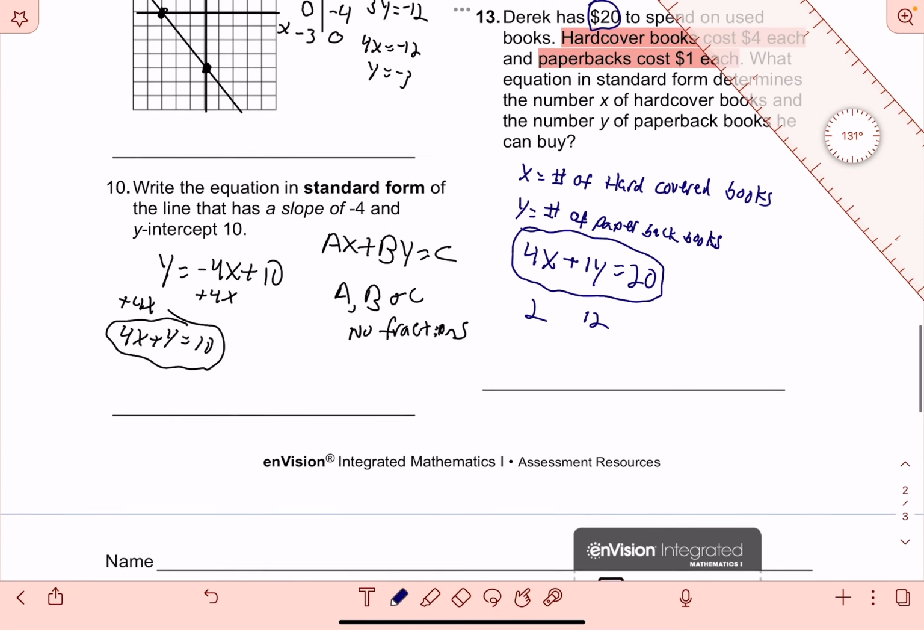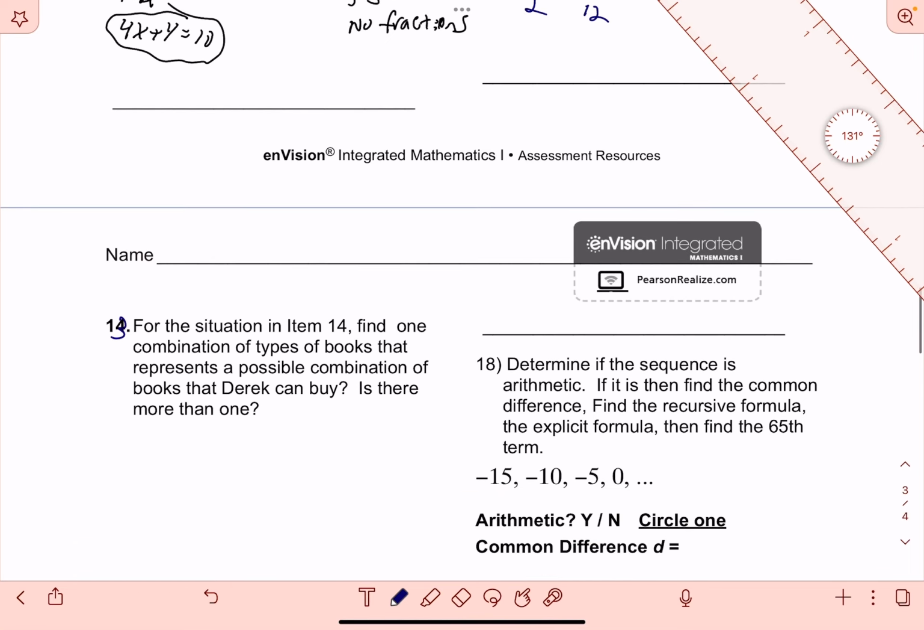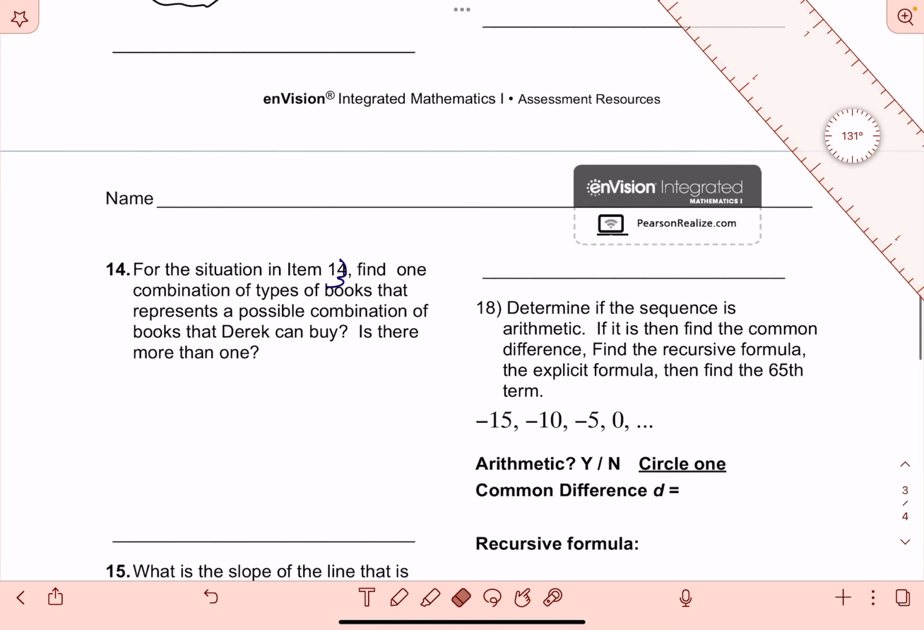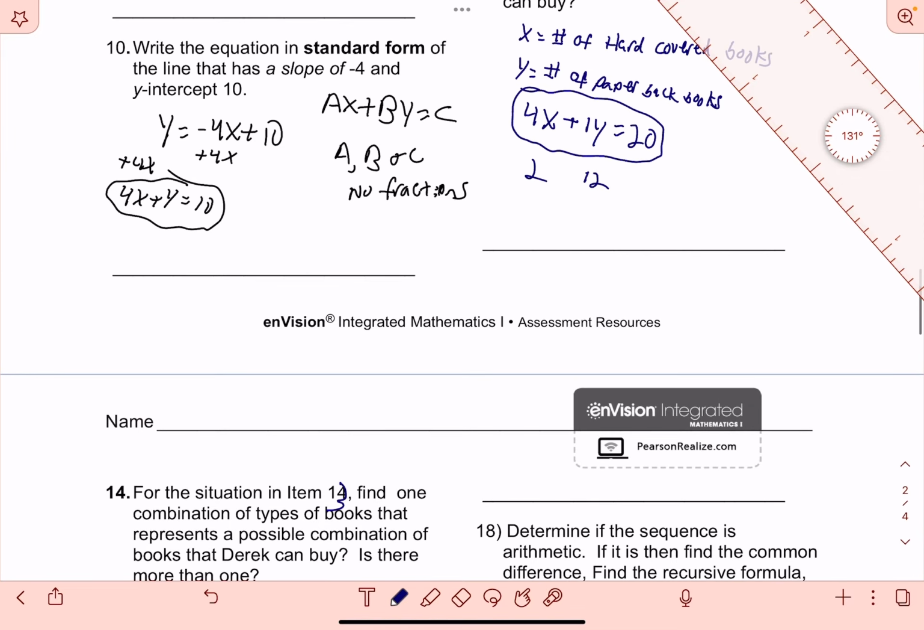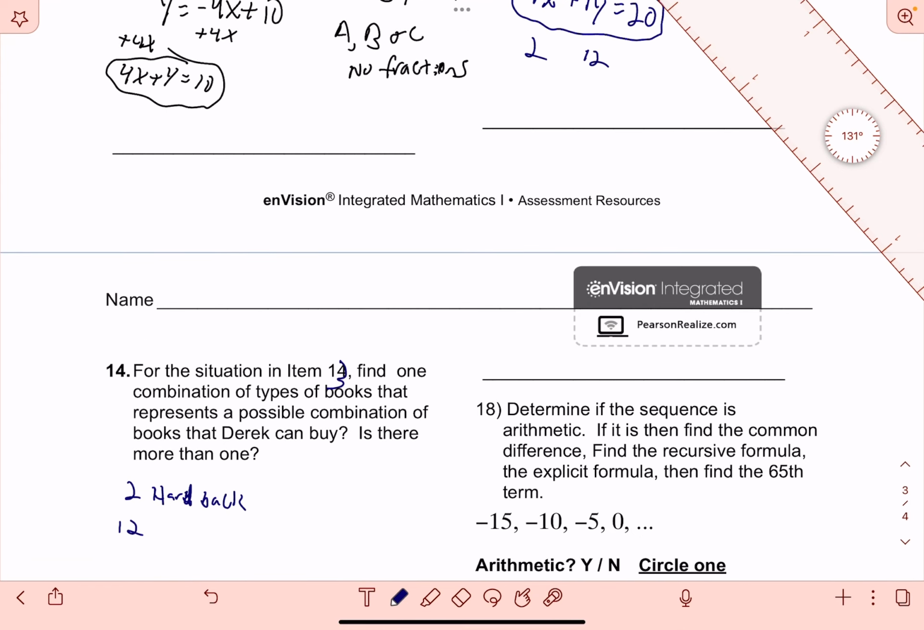Now, for the situation in number 14, which really was number 13, sorry about that, I didn't catch that. Find one combination of types of books that represents a possible combination of books that Derek can buy. I just did one up here: 2 hardback and 12 paperback, or the ordered pair 2, 12. That's one. Is there more than one?